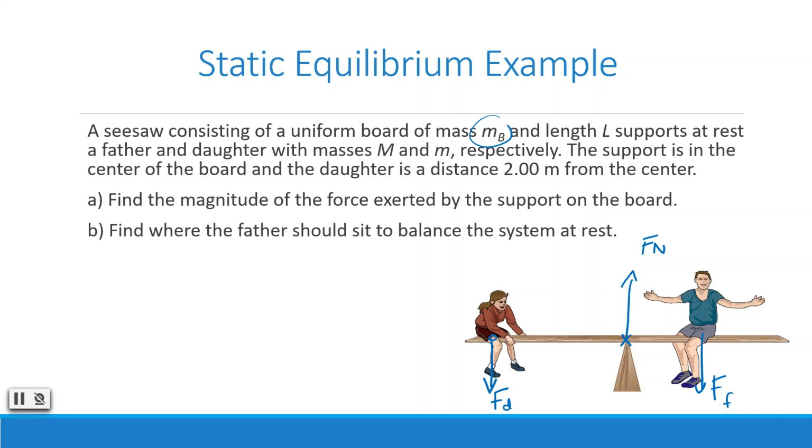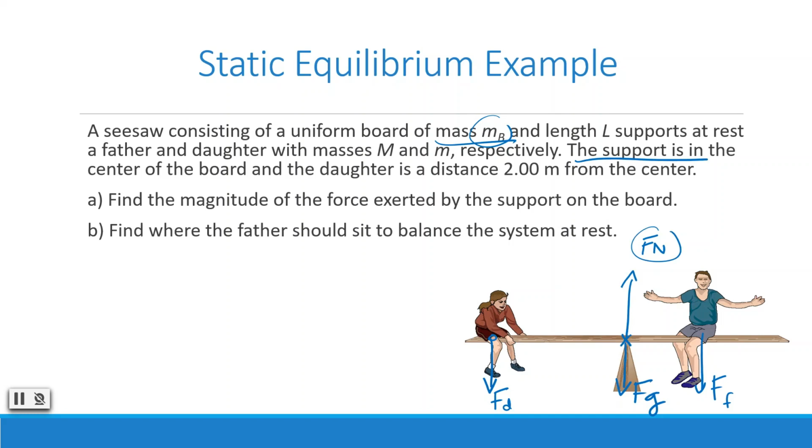Now, additionally, the board itself has a mass, so there's going to be a gravitational force. It tells us the support is in the center, so that gravitational force is acting in the exact same location as that normal force due to the fulcrum. So I want to find the magnitude of the force exerted by the support on the board. So that's this normal force right here.